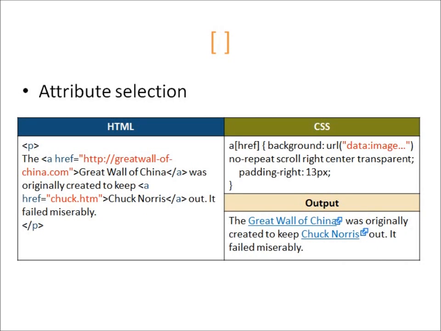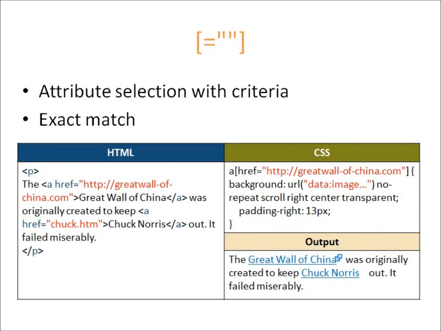Attribute selection is very handy. So we have a link. It has an href attribute, which means it's going to go somewhere. So let's add this little Wikipedia style external link icon, right? But if you look closely at this code, I have one external link and I have one internal link, and only the external link should have that icon. So how can we select just the external link? We can add some criteria to the attribute selection.